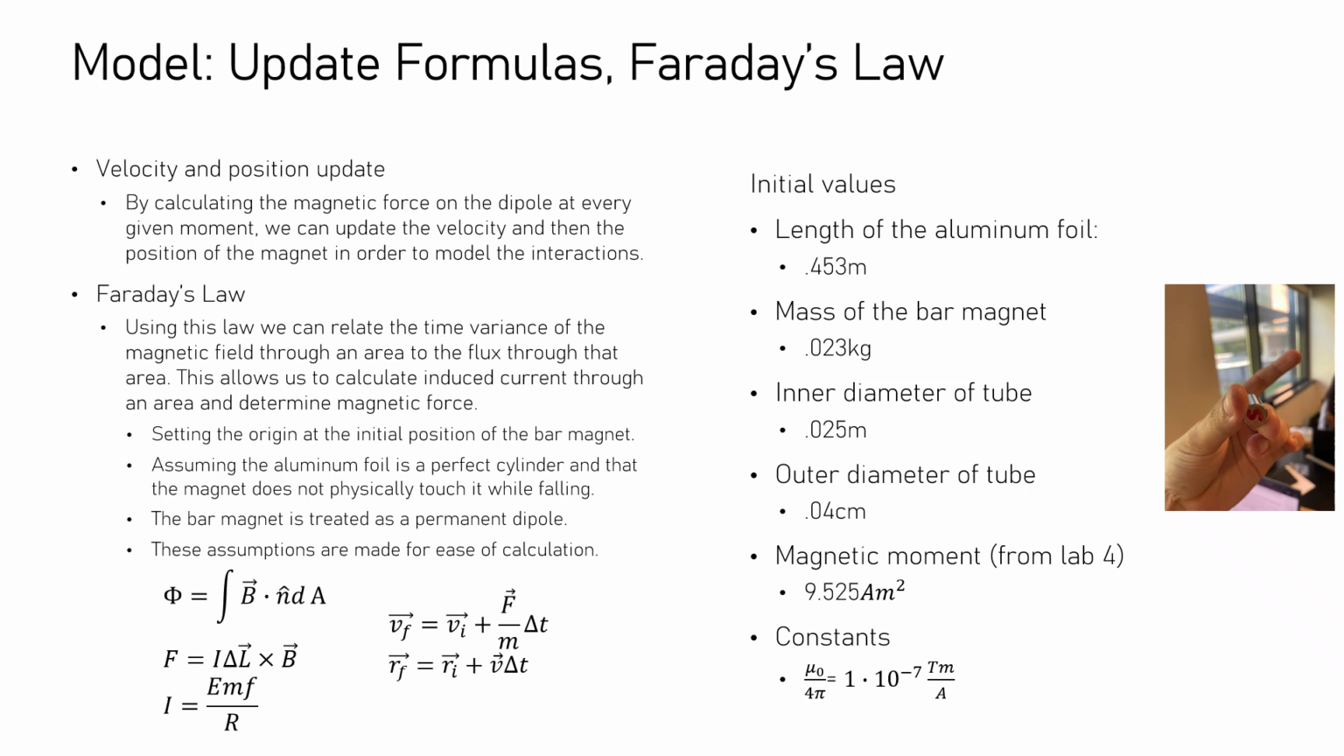Some assumptions are the origin, the initial position of the bar magnet, assuming the aluminum foil is a perfect cylinder and the magnet doesn't touch it, and the bar magnet is a permanent dipole. These assumptions are made for ease of calculation. The initial values are on the right, which is the length of the foil, the mass, the inner and outer diameter of the tube, magnetic moment, and constants, and the equations are on the left.